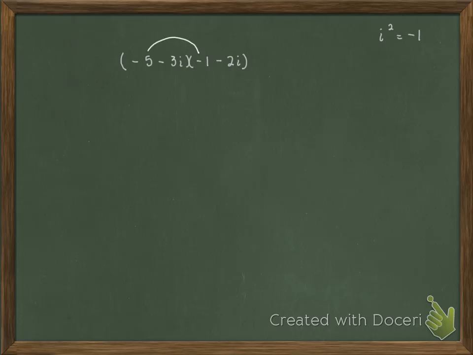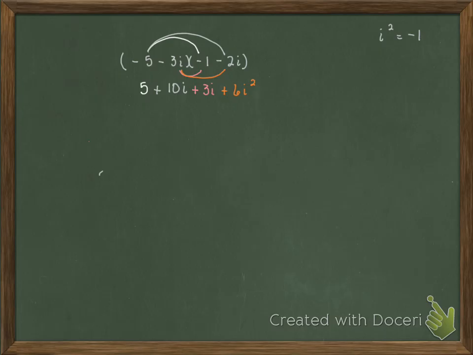So negative 5 times negative 1 is positive 5. Then we have negative 5 times negative 2i, which is positive 10i. Then we've got negative 3i times negative 1. Negative times a negative is a positive 3i. And then we've got negative 3i times negative 2i. Negative times a negative is a positive 6i squared.